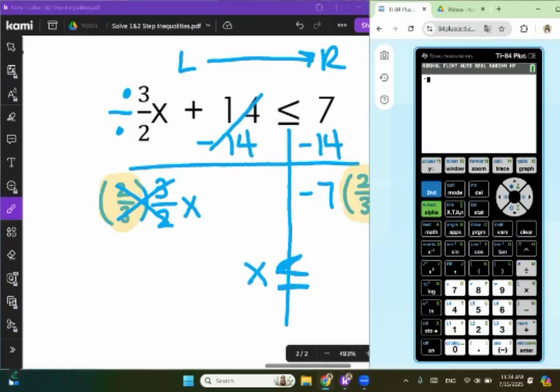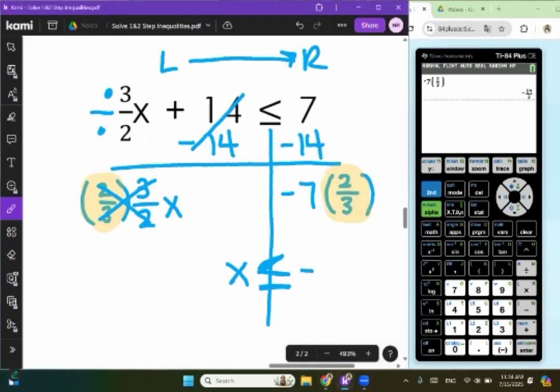And negative 7, parentheses, 2/3. Oh, forgot to move all the way over. Negative 14 over 3. Okay.